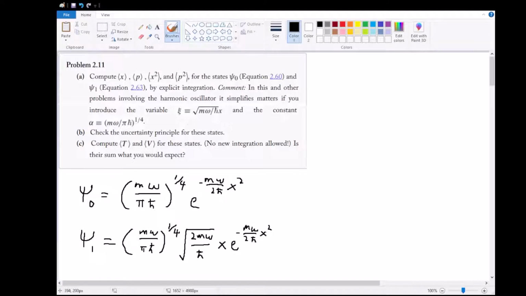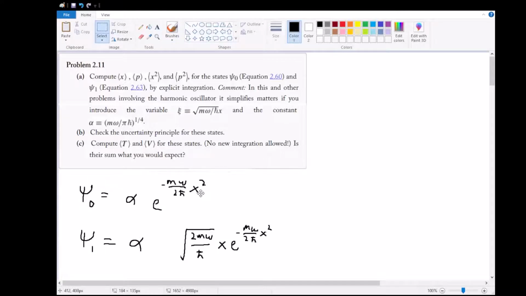First things first, before we actually do anything, let's try to redefine these in terms of these two suggested variables. Immediately, we have alpha here, and this is just alpha to the 1/4, so we can replace this with alpha. If alpha equals m omega over pi h bar to the 1/4, we can just replace it at the front for both of these and write this as alpha multiplied by this term.